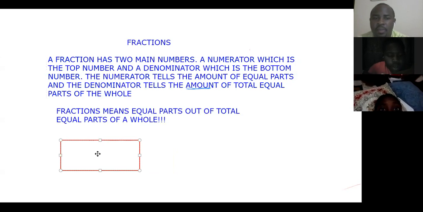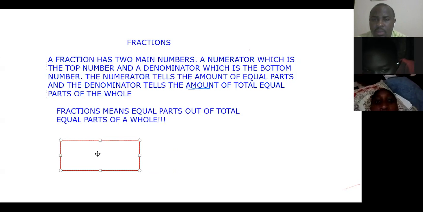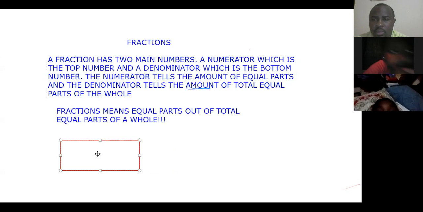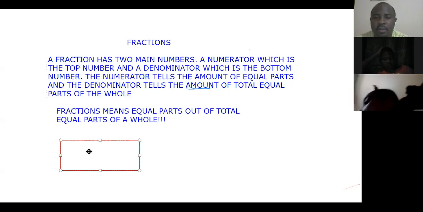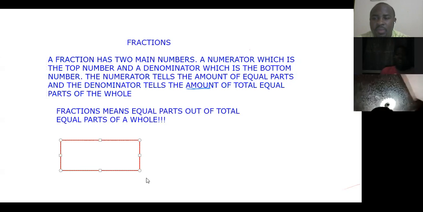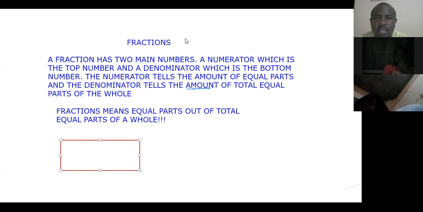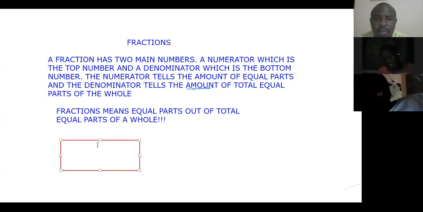Why is it not a fraction? Sir, because it's just 1 alone. It's just 1 alone. So for it to be a fraction, what must we have? What will make this a fraction? If it is cut in that part. Excellent. So what we do here is that this is 1.